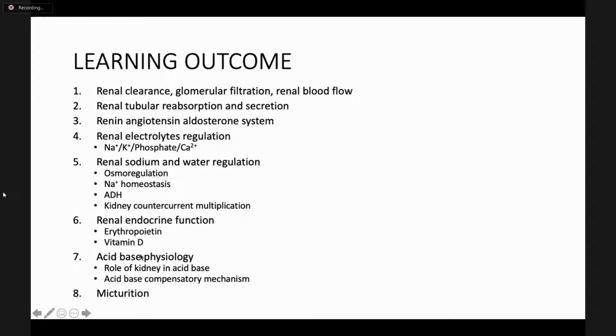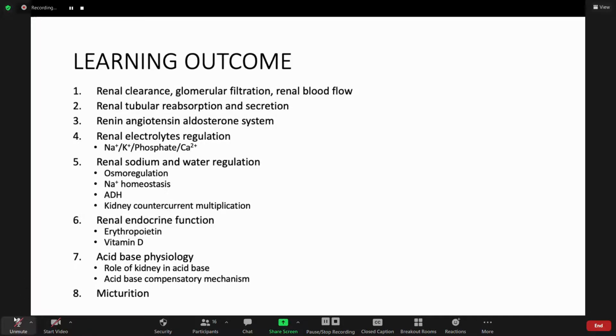And then acid-base physiology. I think this has been covered by Fatin, right? Specifically focusing on acid-base physiology because the kidney is one of the major important organs in regulating acid-base balance, all right? And then its compensatory mechanism and the micturition or urination process. These are all the learning outcomes that we expect the students to know when they learn renal physiology. So far, so good? A lot, right? It's quite a lot, okay?